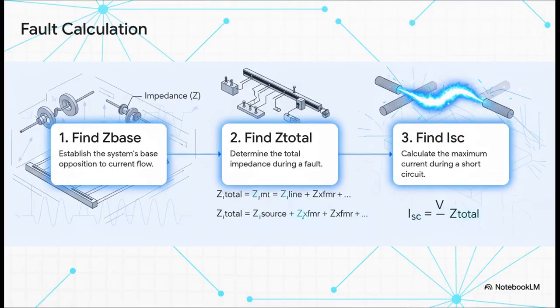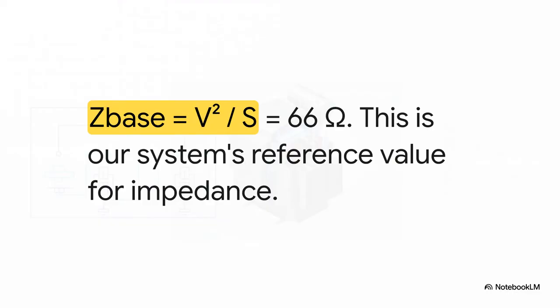Now, I know this might look a little intimidating, but trust me, we can break it down into 3 simple steps. First, we'll calculate something called base impedance. Think of it as the system's natural resistance to electricity. Then, we figure out the total system impedance. And finally, we use that to calculate the short circuit current itself. Easy enough, right?